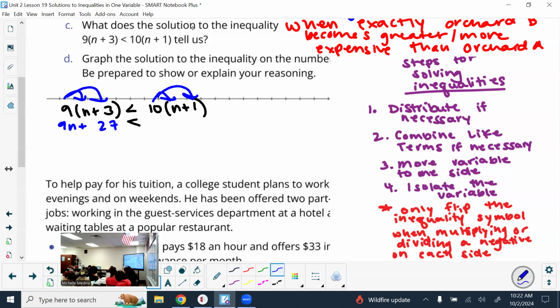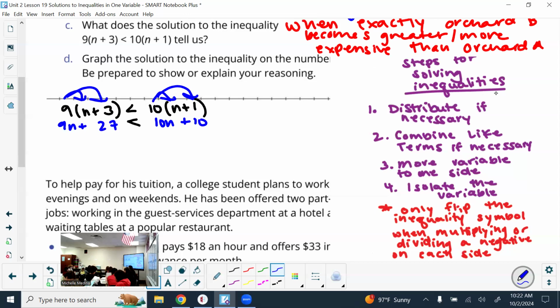And now table 2, can you tell me what we get from distributing on this side? Are you sure? Okay, great. So taking the outside term, multiplying it by both terms inside, you get 10n plus 10. And that's just my first step. If you see that you can distribute, I recommend we do that first.